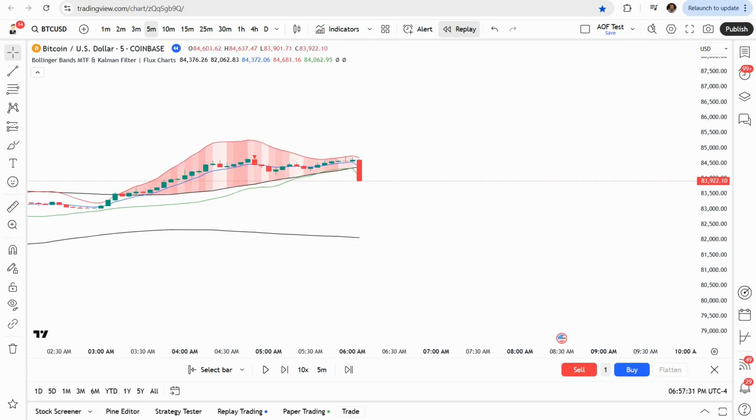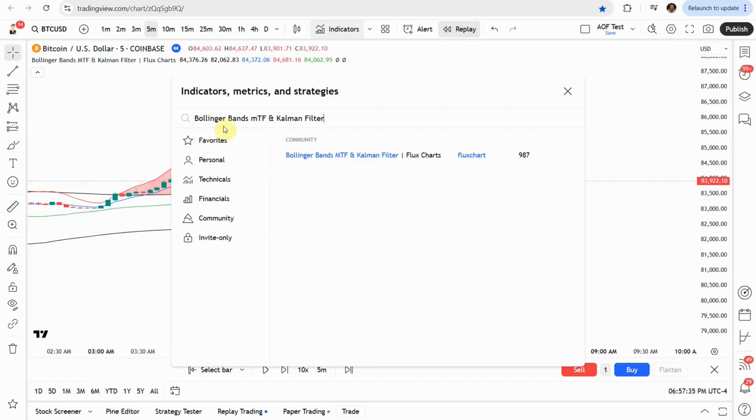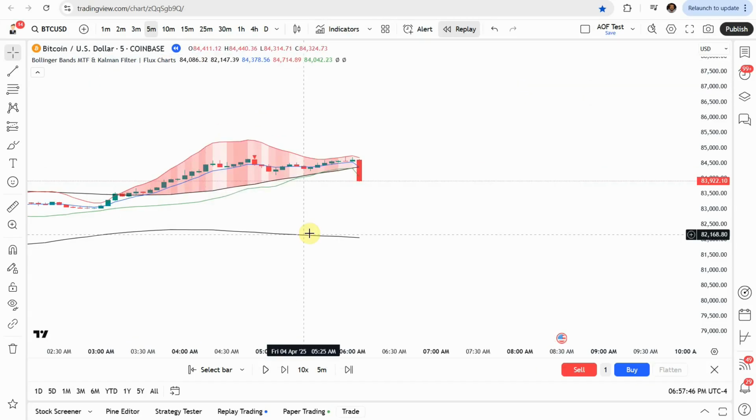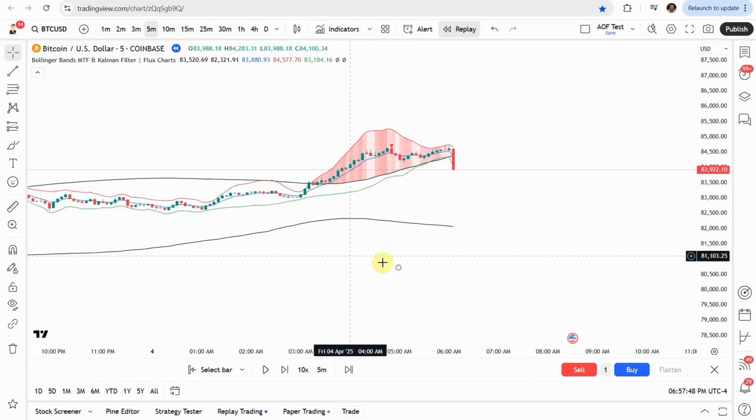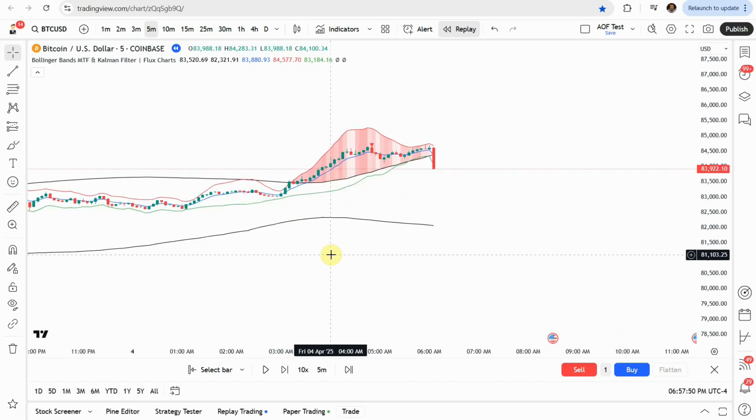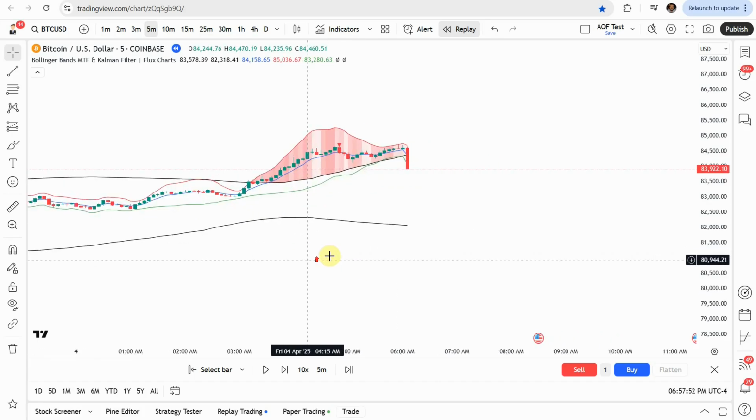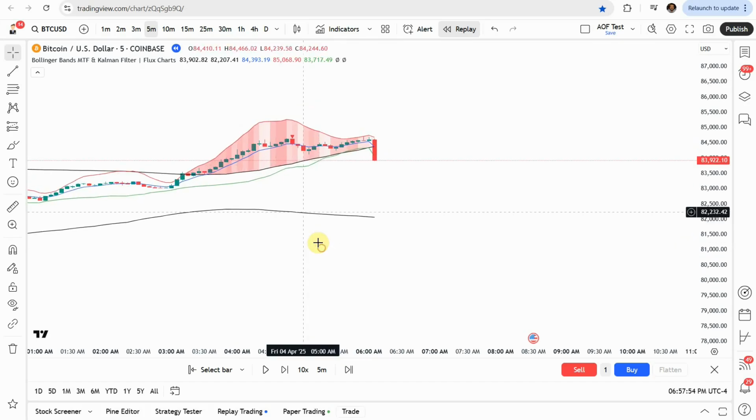And so the indicator that we are testing is going to be the Bollinger Bands MTF and Coleman filter. This one right here. Go ahead and click on that and add it to the screen, and it'll look like this here. And so basically what we have is Bollinger Bands, and we've added in an extra filter from the Coleman indicator.